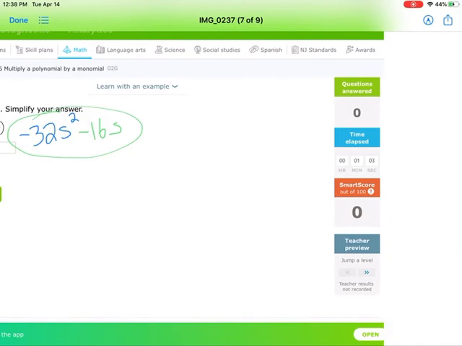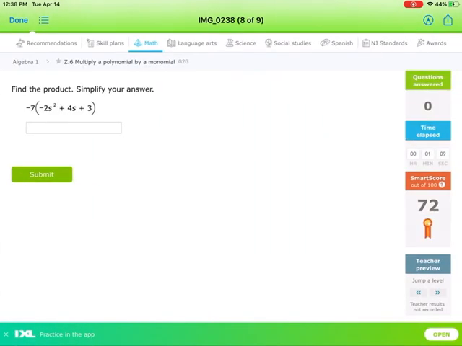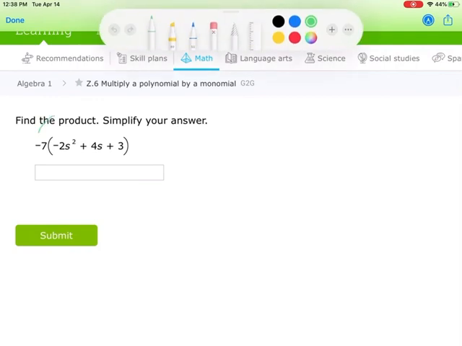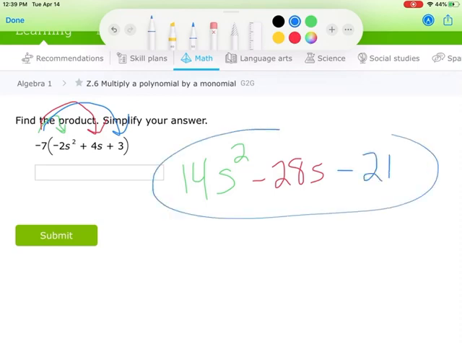So that was a Smart Score of 0. Jump up to the next level, 72. Oh, man. Look at that. So exactly the same stuff. Just distribute. So distribute there. I'll do that first one in green. I'll do the second one in red. And I'll do the third one in blue. Ooh, fancy. All right, so -7 times -2 is a +14. And again, there's no variables, so it's just s squared. The second one, you distribute that. You get a -28. And again, just keep that variable the same. And last but not least, the last one, -21. Boom. And you're done. Look at that. That would be your answer. Submit.